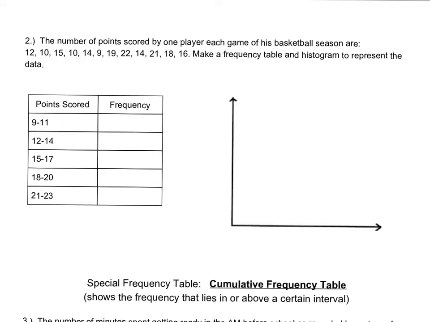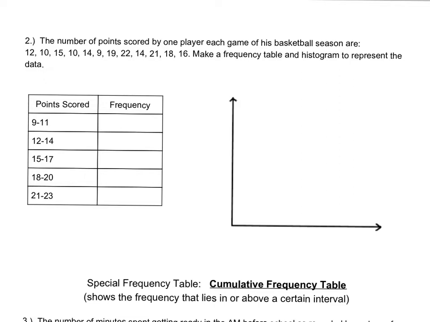For this lesson, we're going to be taking a look at frequency tables and histograms. A frequency table has to do with the count, or how often a certain event occurs. So we see here we have the number of points scored by one player each game of his basketball season, and then we have all the different amounts of points that he scored. We want to make a frequency table, and then we're going to make a histogram of the same data.